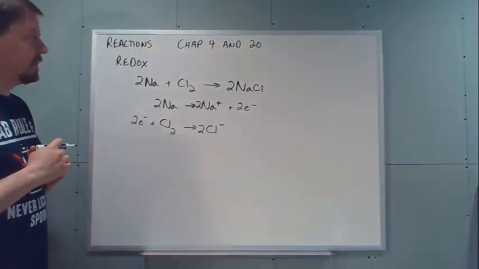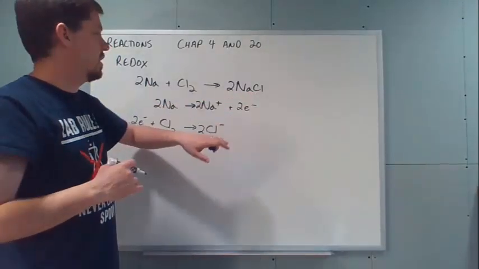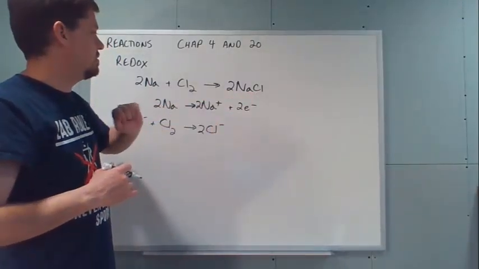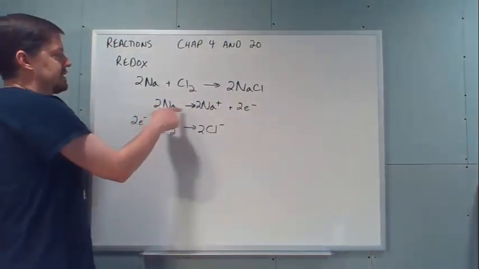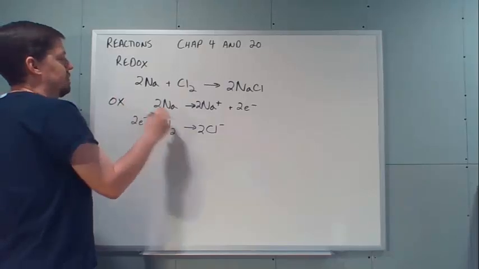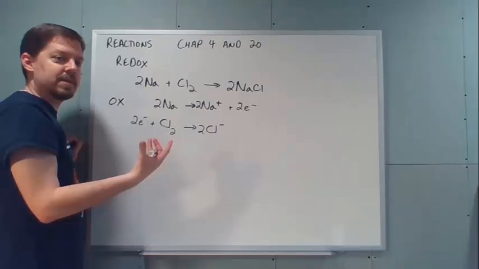So depending on what phase your product is in, that will determine whether you write these as ions or not when you make them. But note that this is your oxidation, because this is the one that has an increase in charge. When your charge goes up, that's oxidation.